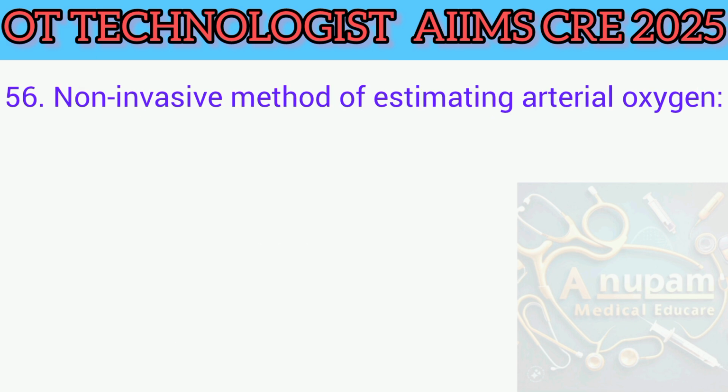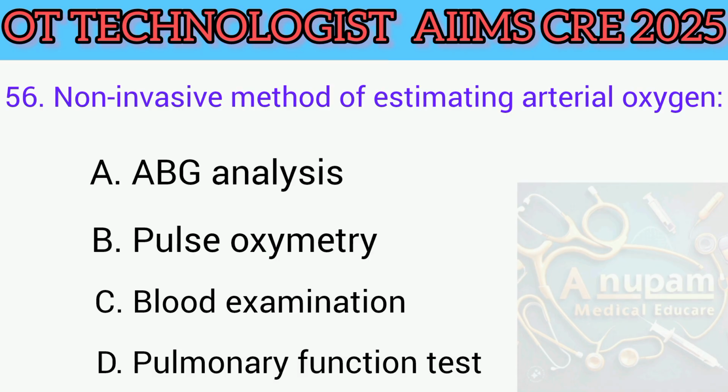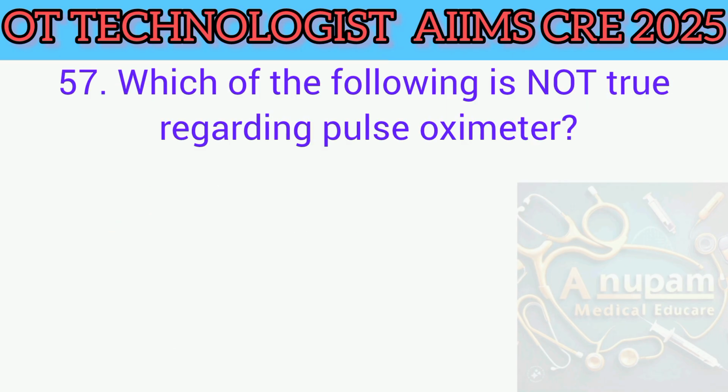Number 56. Non-invasive method of estimating arterial oxygen. Option A. ABG analysis. B. Pulse oximetry. C. Blood examination. D. Pulmonary function test. Right option, B.